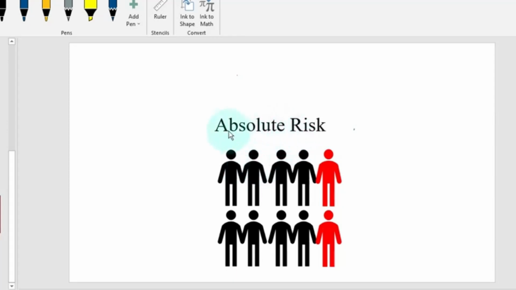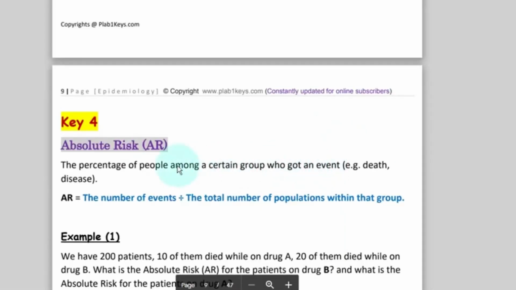Now let's learn other terms. What are the other remaining terms? The absolute risk. What is the absolute risk? Exposed divided by total. The percentage of people among a certain group who got an event. Number of events, how many people suffer, divided by total number. It's absolute risk. It's just a simple percentage, nothing else.